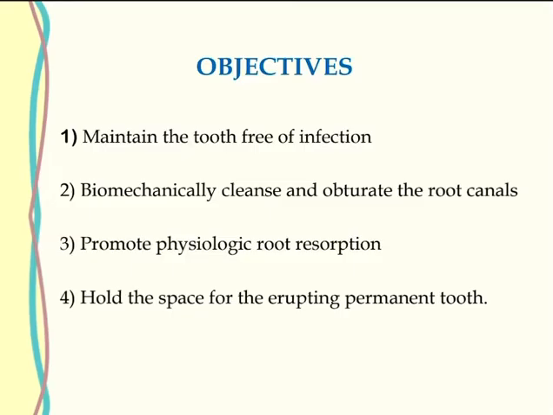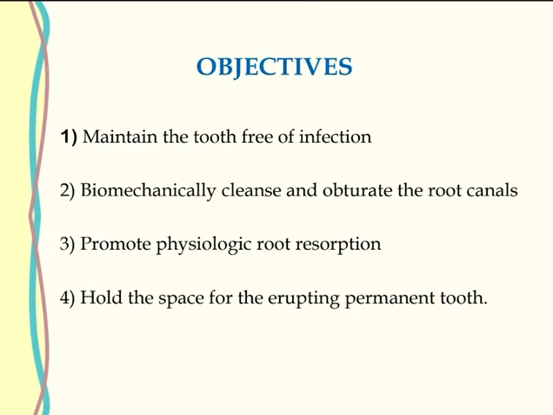Now, why do you want to do pulpectomy? Basically, the objective is to maintain the tooth free of infection. Then you have to biomechanically cleanse the tooth and root canals, and obturate the root canals. Always obturate the root canals of the primary tooth with a resorbable material. What is resorbable? The root of the primary tooth keeps on resorbing gradually. As it keeps on resorbing, the material also should resorb.